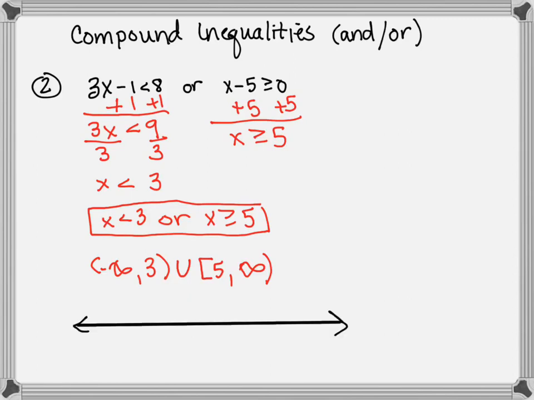Looking at this on a number line, so I've got 0, I've got 3, I've got 5. So if I graph the first part, x is less than 3, open circle at 3, graphing to the left, shading all the numbers less than 3. The second part, we've got a closed circle at 5 and shading all the numbers greater than 5. So we have two parts, two arrows going in opposite directions.